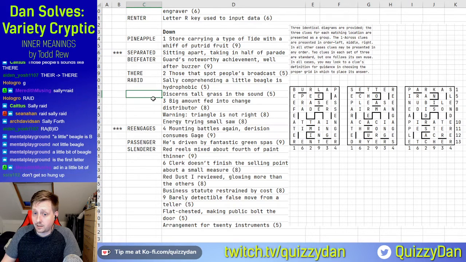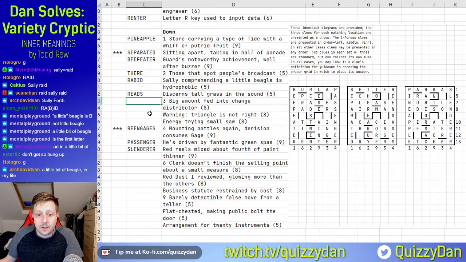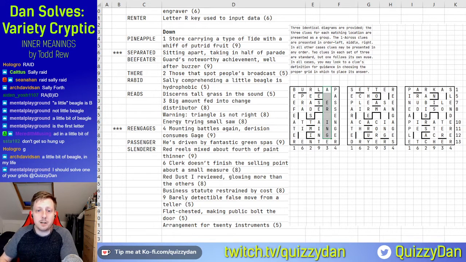Discerns tall grass in the sound. So reads, R-E-A-D-S, but it sounds like reeds, R-E-E-D-S. That's all fine. 3 down. So this is where they appear in each crossword. 3 down. Big amount fed into change distributor.